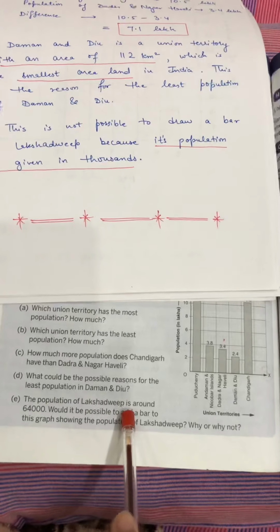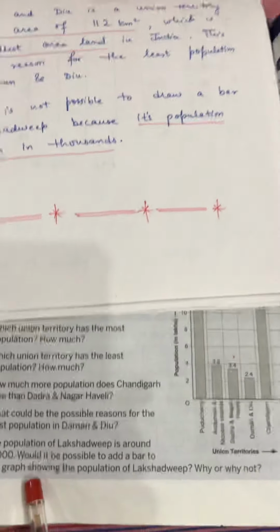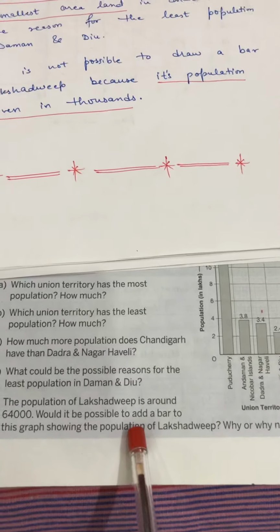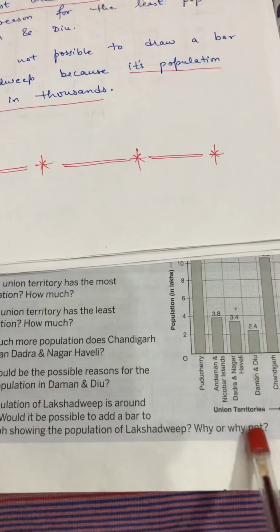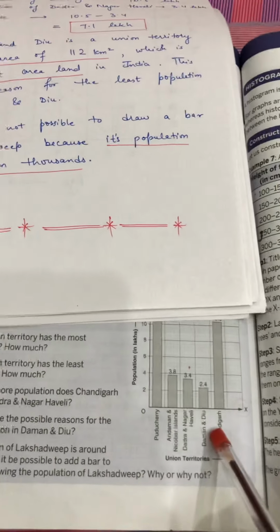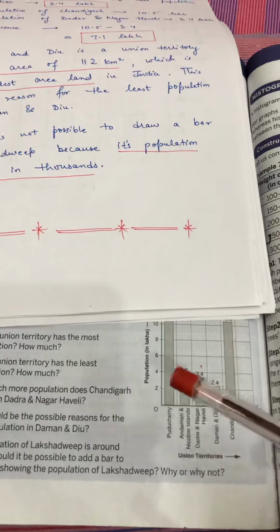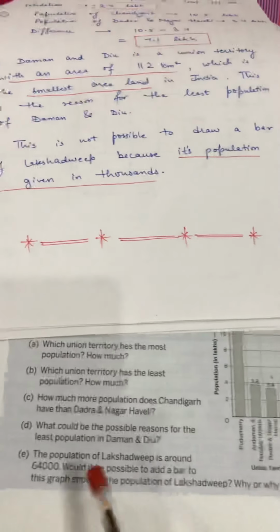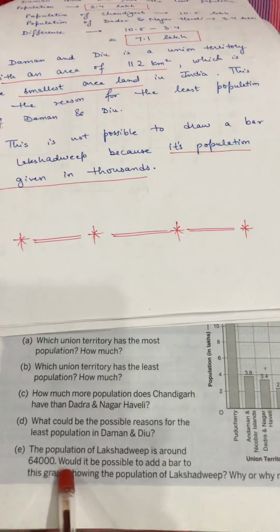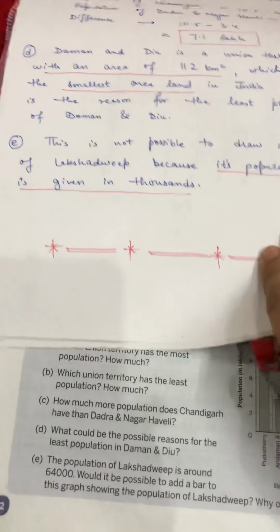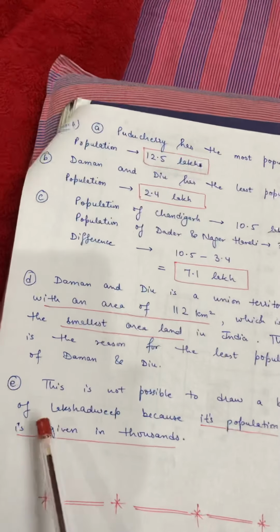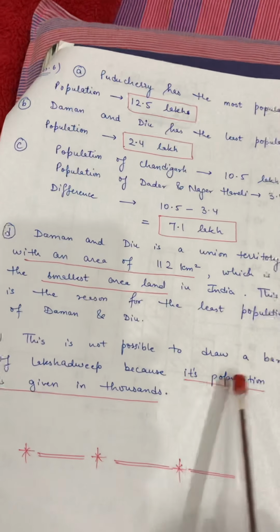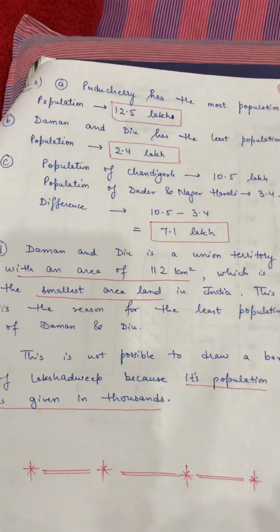Alright. E part is, the population of Lakshadweep is around 64,000. Would it be possible to add a bar to this graph showing the population of Lakshadweep? Why or why not? Now this graph is for the population in lakhs, and Lakshadweep has a population in thousands. So this is not possible. So you can write in this way. It is not possible to draw a bar of Lakshadweep because its population is given in thousands.